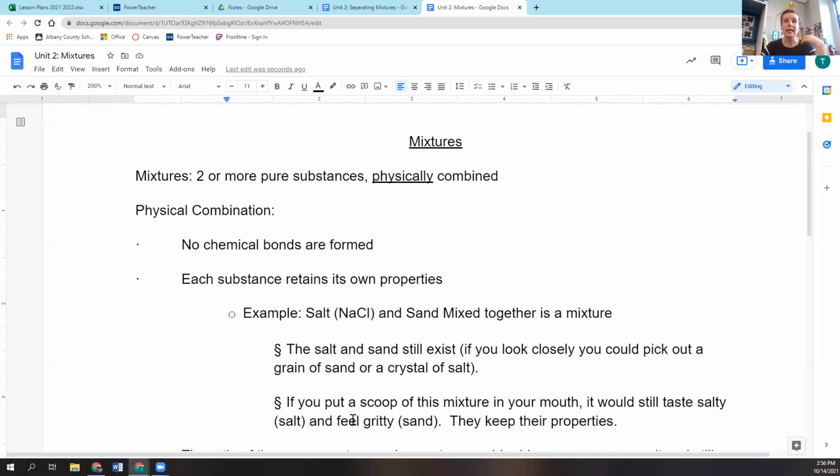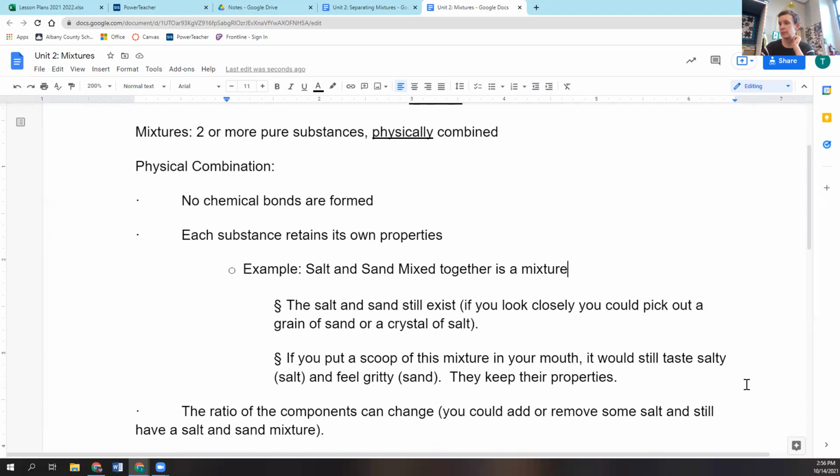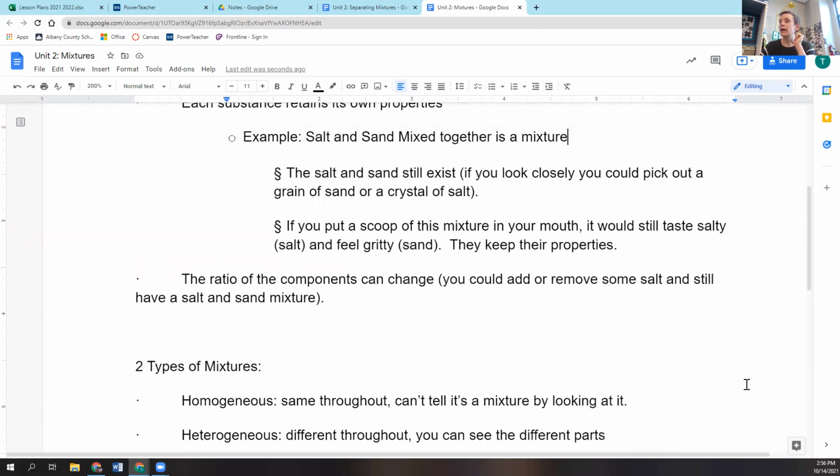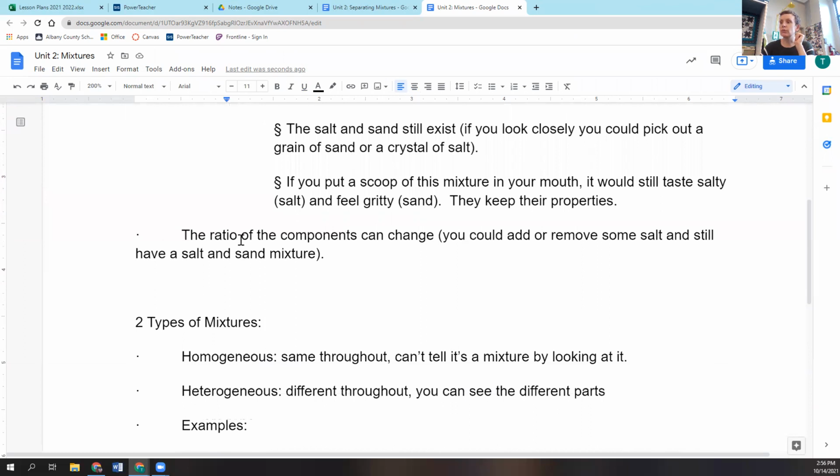Salt and sand, they keep their identities. We still taste the salt, we still feel the sand. So physically mixed, not chemically combined, okay? If you need to pause the video, please pause it. But I'm going to scroll down and move on to the next piece. All right, another piece about mixtures: the ratio of the components can change.